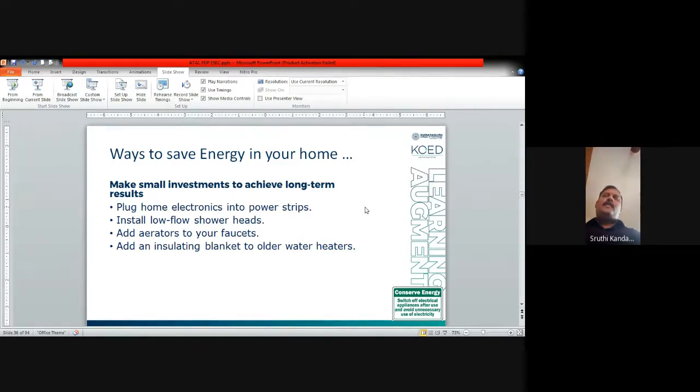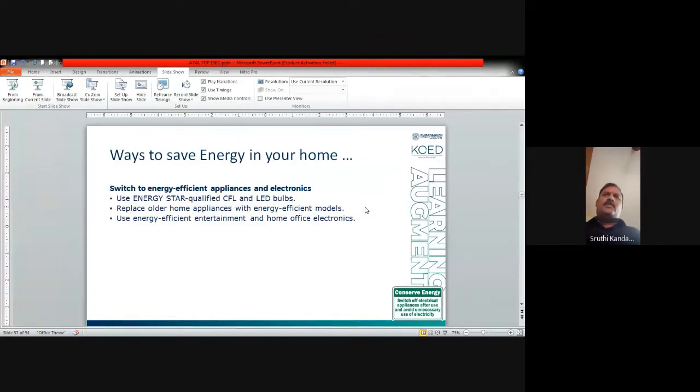You can use star rated electrical equipment, like a refrigerator, washing machine, air conditioning machine, whatever it is. Then for lamps, instead of CFL and incandescent, we can use LED lamps. Replace older home appliances with energy efficient models. Use energy efficient entertainment and home electronics. So these are some of the tips.